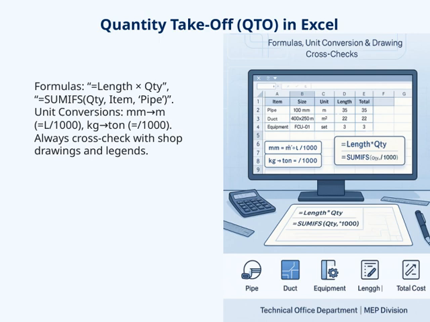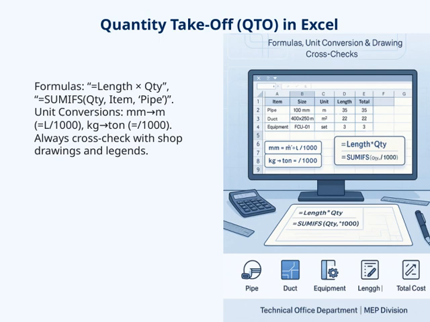If we're working with measurements in millimeters, we convert to meters by dividing by 1,000, so divided by 1,000 equals meters. Similarly, if we're dealing with weights in kilograms and need to convert to tons, we divide by 1,000. These conversions ensure our quantities are consistent and compatible with the rest of our project data.